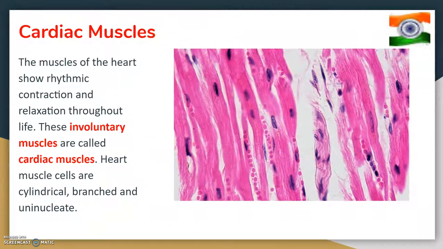Now the muscles of the heart. The muscles of the heart show rhythmic contraction and relaxation throughout life, and these involuntary muscles are called cardiac muscles. Heart muscle cells are cylindrical, branched, and uninucleate, with one nucleus only.